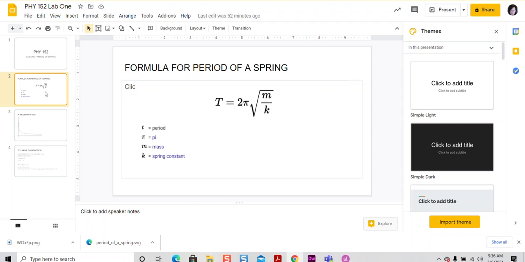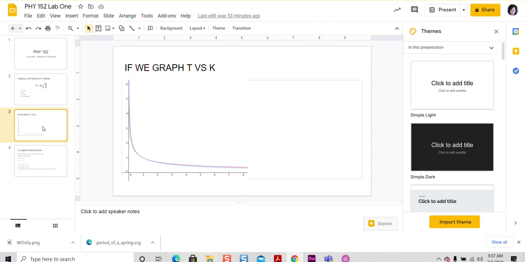All right, so if I were to graph period, T, on the y-axis and k on the x-axis, what I would get is an inverse square root function. It would look something like this.